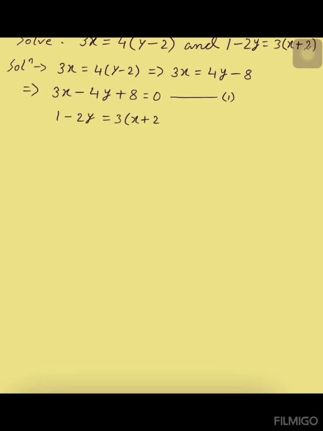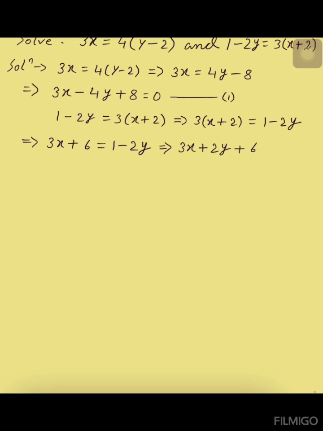Now let us take the second equation, that is 1 minus 2y equals 3 bracket x plus 2. First thing that we are going to do over here is interchange the left hand side completely with the right hand side, as x is there in the right hand side. Now open the bracket. 3 multiplies with x and 2 both. So 3 into x is 3x, 3 into 2 is 6. 3x plus 6 equals 1 minus 2y. Then take this 1 minus 2y to the left hand side. So 3x, after that 2y, then the constant 6 minus 1. So ultimately what we get is 3x plus 2y plus 5 equals 0. Now this is the second equation.